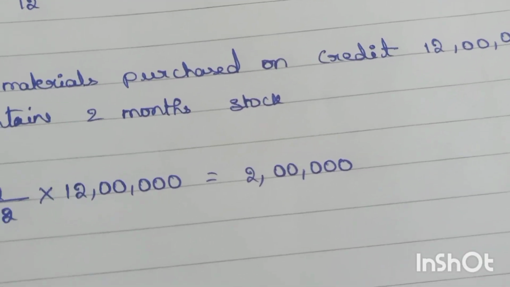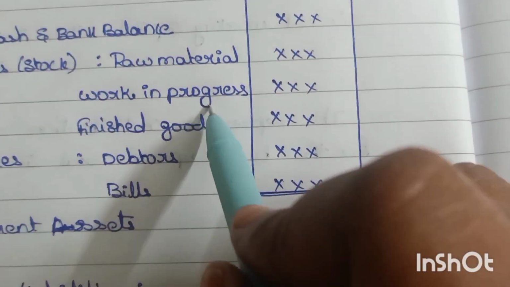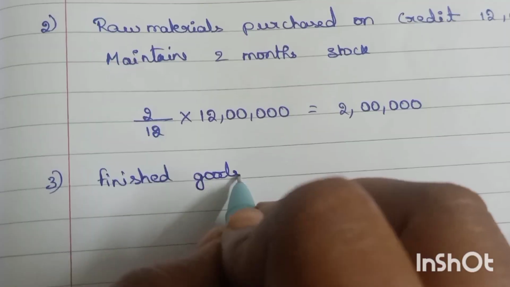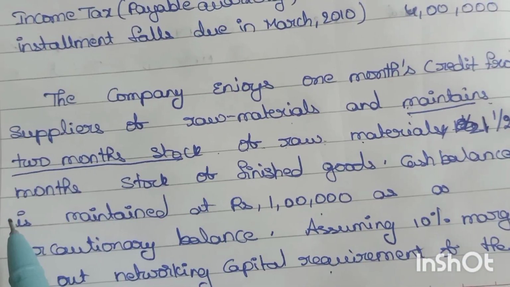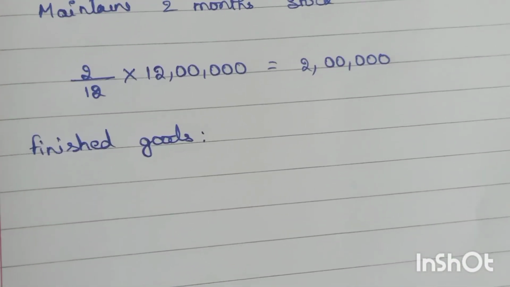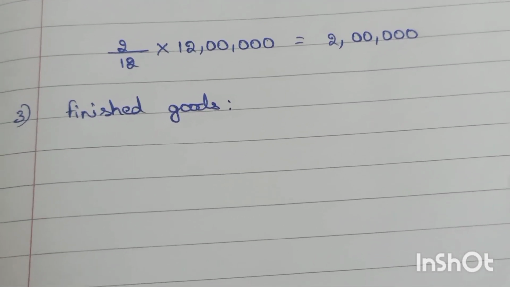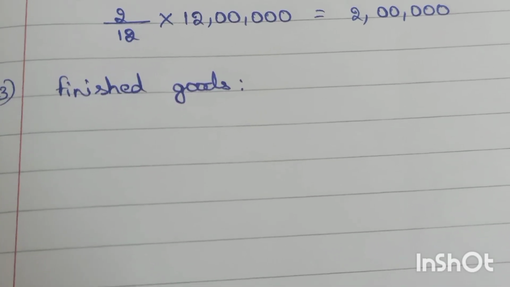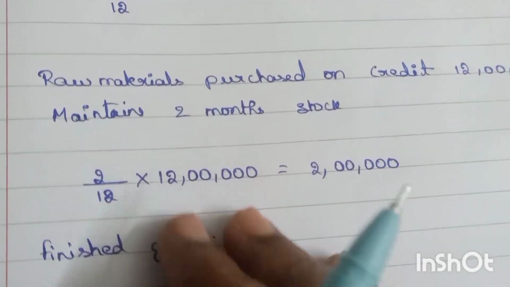Next, we have to calculate finished goods. See here: raw materials, work in progress, finished goods. Next we are going to calculate the finished goods. What is the statement given here? One and a half month stock of finished goods. Before we calculate the finished goods, we have to find out the cost of goods sold. To find the cost of goods sold, what do we need? We need the sales and gross profit.